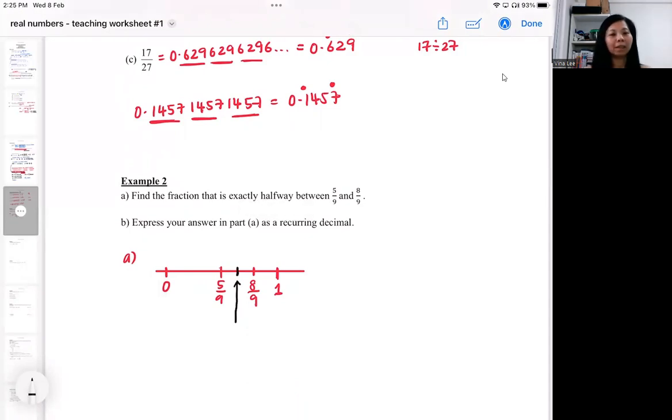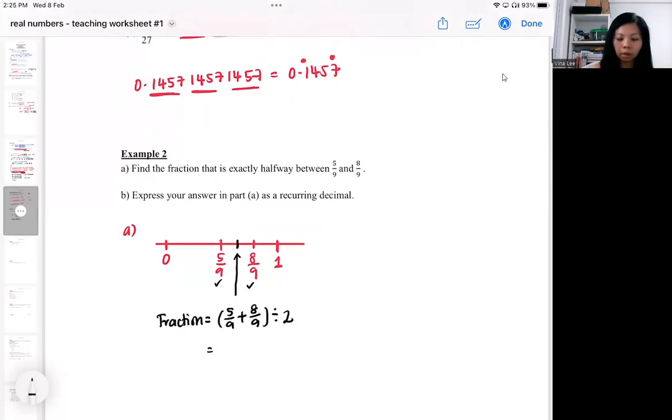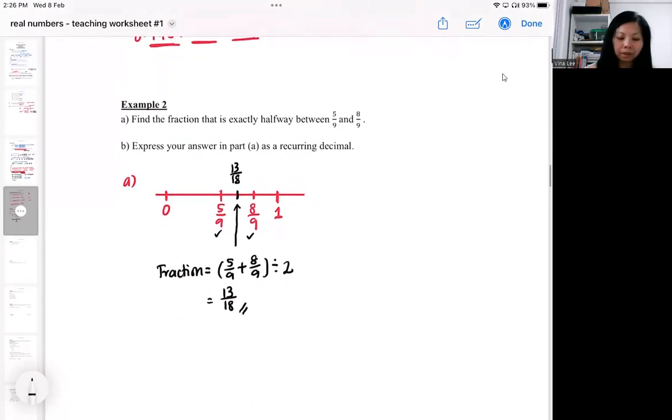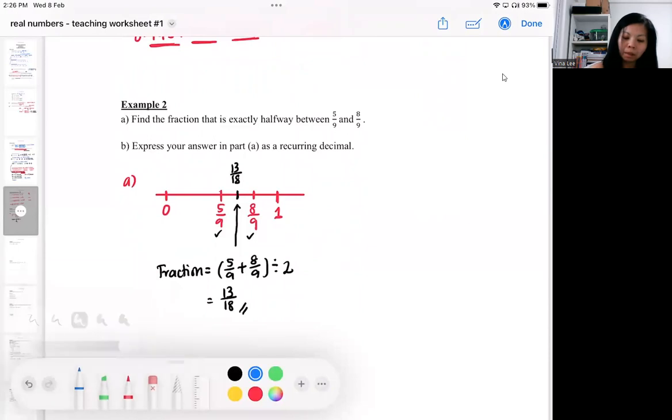Anytime you want to find the in-between number, it's actually quite easy. You add up the two fractions and then you divide by 2. You add up the two fractions and you straight away divide by 2. Then you can just punch the calculator. It will get you 13/18. So this is the fraction that is right in the middle of the two fractions. And I'm going to express this in part B.